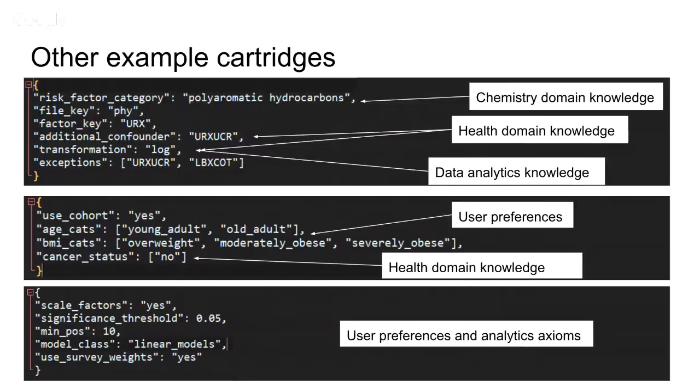Okay, and here we have an example of a cohort cartridge. This just describes a set of patients we might do analyses over. Here we're saying they're young adults or old adults, they're in this range of BMIs, and they're not allowed to have cancer. This is, again, kind of hard-coded, so it requires that the risk analyzer know what young adult means. You can imagine changing this, and you could also add something like a gender restriction.